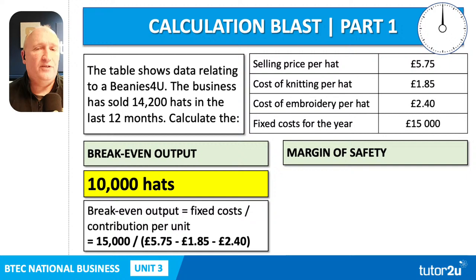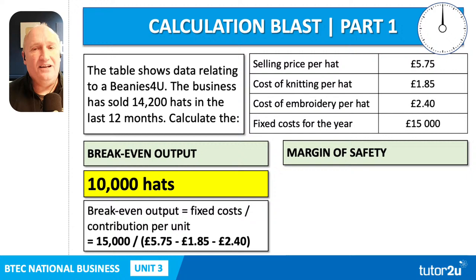Don't forget, the break-even output formula is fixed costs divided by contribution per unit. We're told the fixed costs, but we need to work out the contribution per unit. Contribution per unit is the selling price per unit, £5.75, less the total variable cost per unit. We've got a couple of variable costs there, haven't we? The knitting and the embroidery. It's quite expensive, that embroidery per hat, £2.40. So the variable cost there is £4.25 per hat, isn't it? Therefore, the contribution per hat is £1.50, and we divide £15,000 fixed cost by £1.50, giving 10,000 hats.